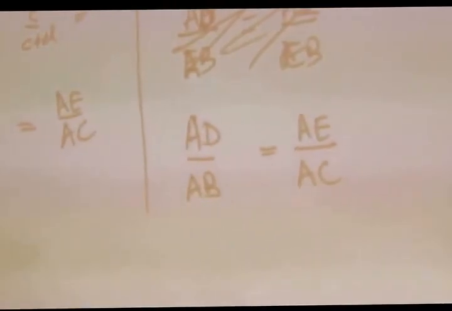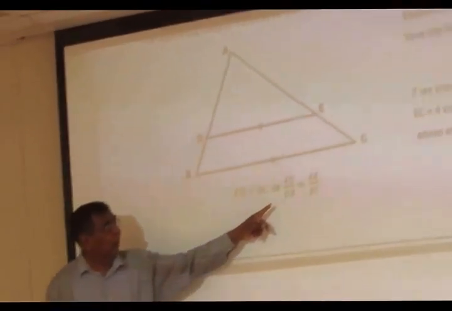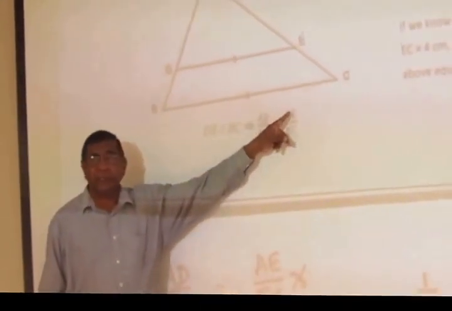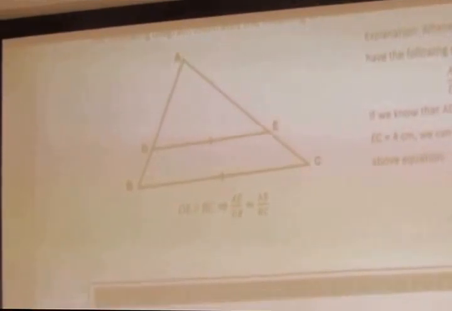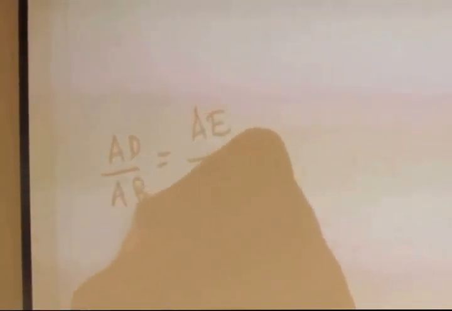Let's watch the diagram first. So what we have is this statement. What I want is AD over AB is equal to AE over AC. How would I get that? So let me just show you how I would get that. I know AE over AC is equal to AD over AB.